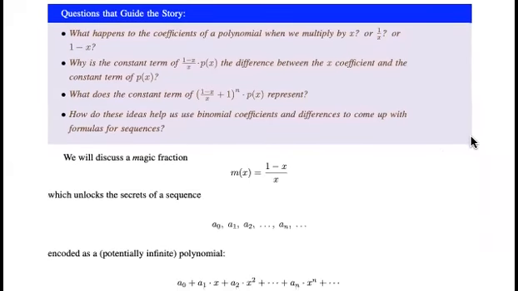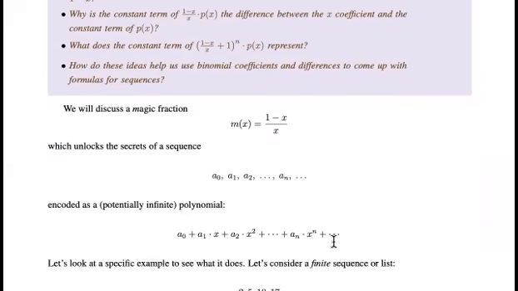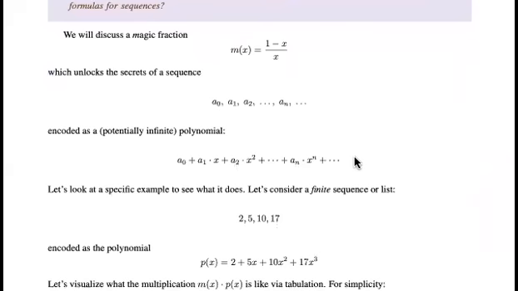So what we're going to be doing is taking sequences and finding nice formulas for them. In order to do that, we take a sequence, think of it as a polynomial, and then see what happens when we multiply that polynomial by this fraction. All right, let's take a look at an example.